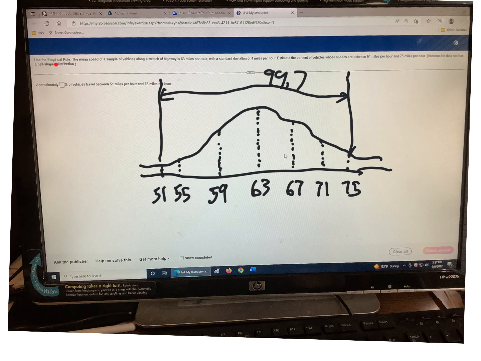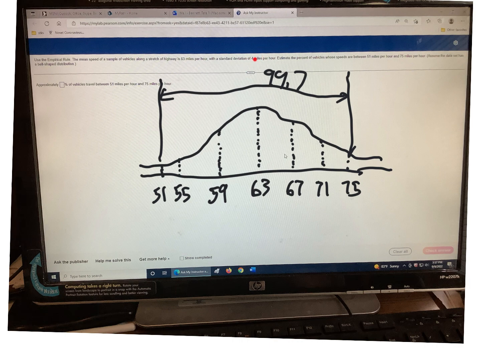So the data set has a bell-shaped distribution. I tried to draw a bell shape here. It's not the best. They tell us the mean is 63. I like drawing a sketch here. So, bell shape, the mean is 63.